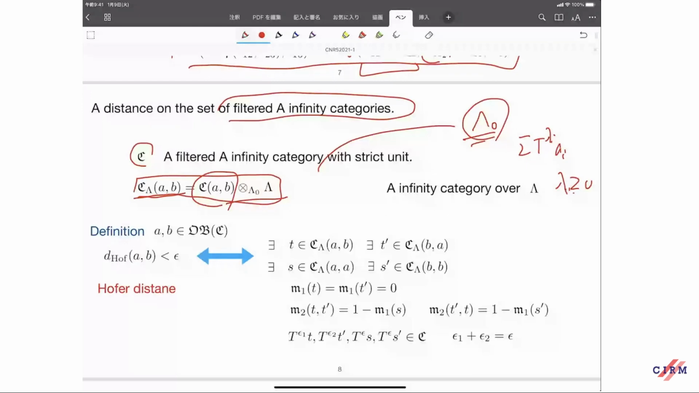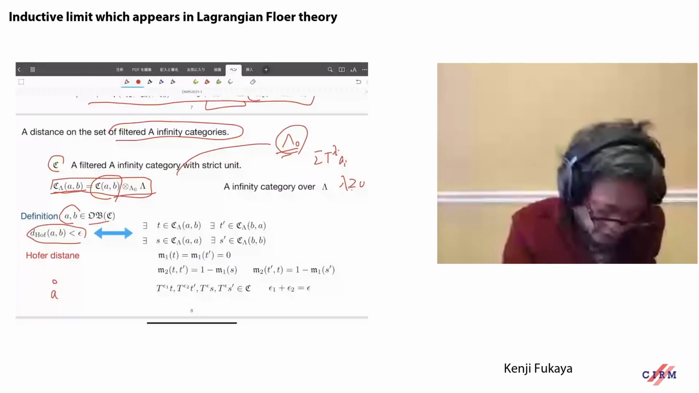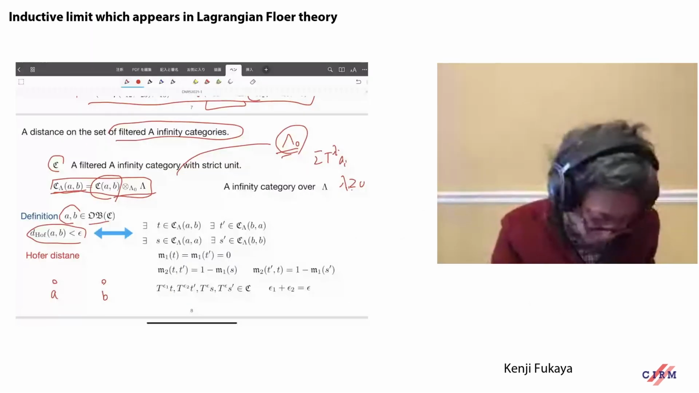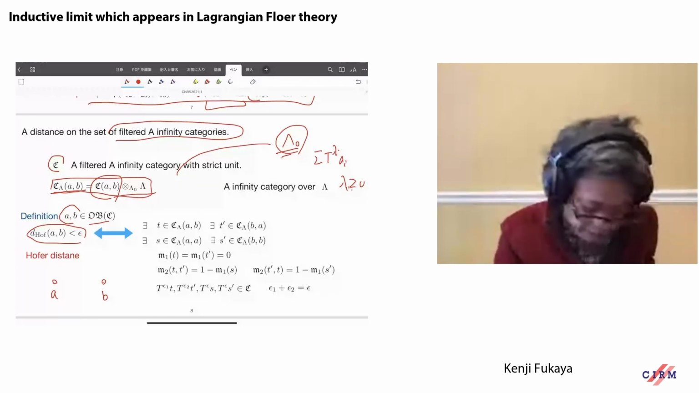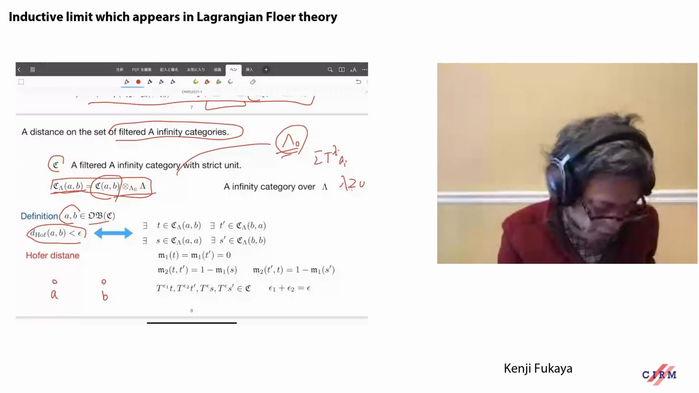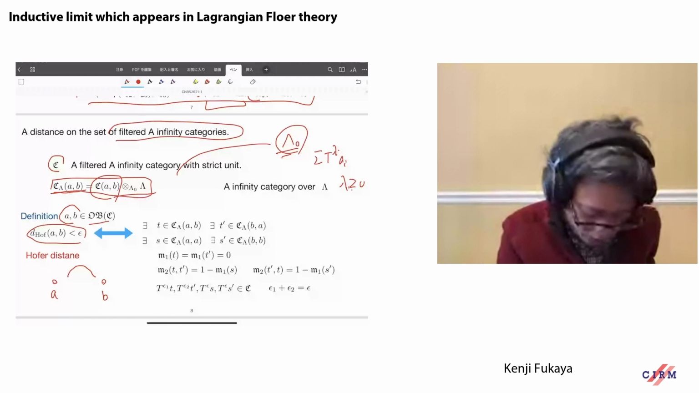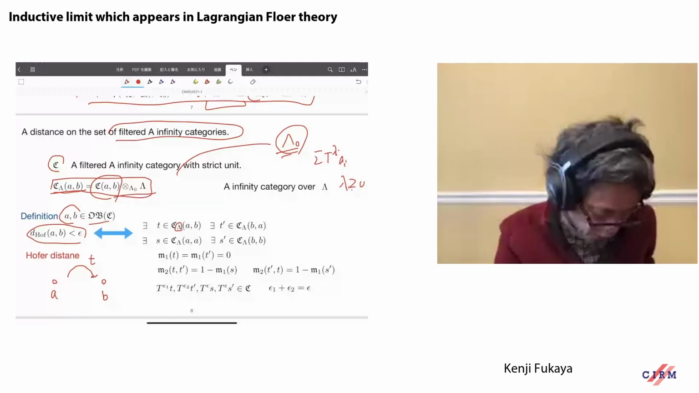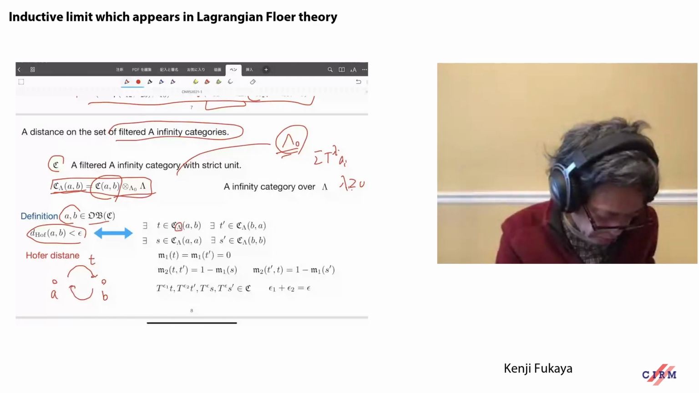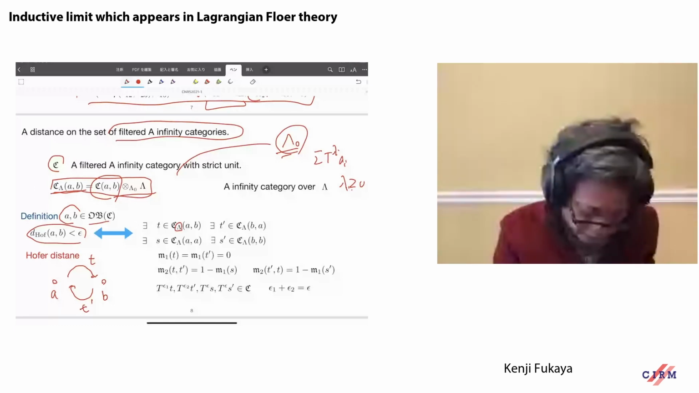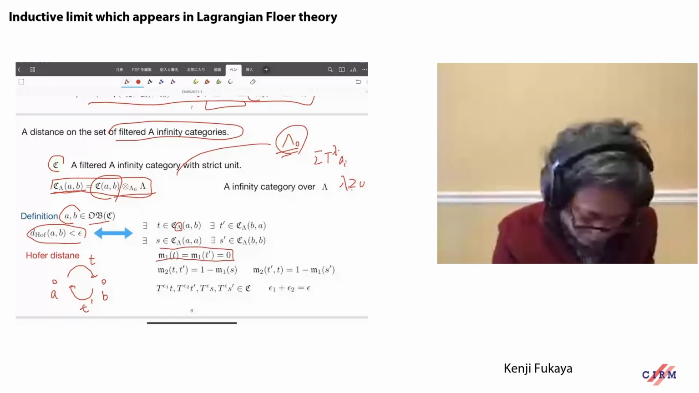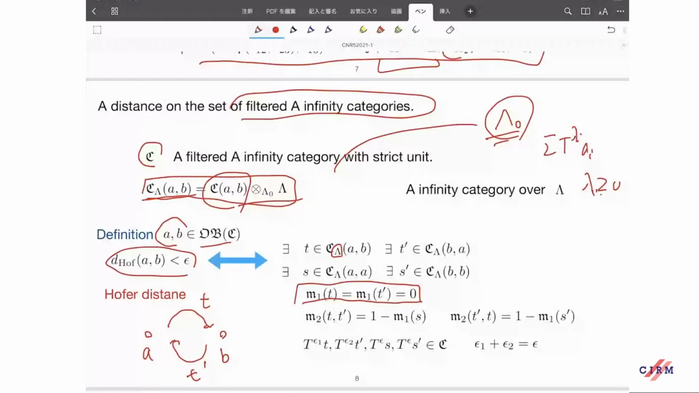You have two objects. The Hofer distance is defined the following way. So you have this A, you have this B. And the Hofer distance is smaller than epsilon if we have some morphism T from A to B, which is defined over the Novikov field. And you have a morphism in the opposite direction. And this is actually an honest map. It means that it is a cycle.